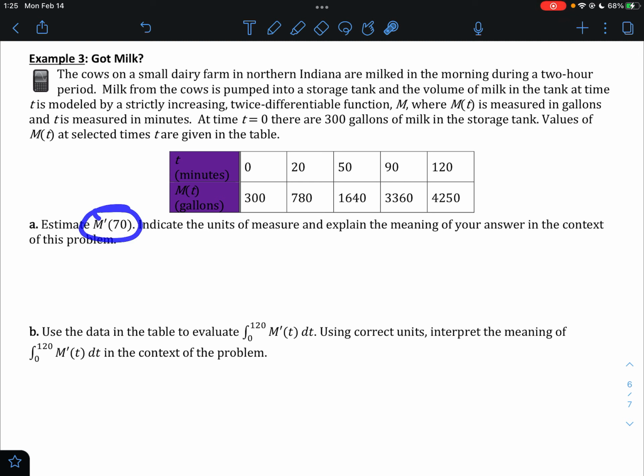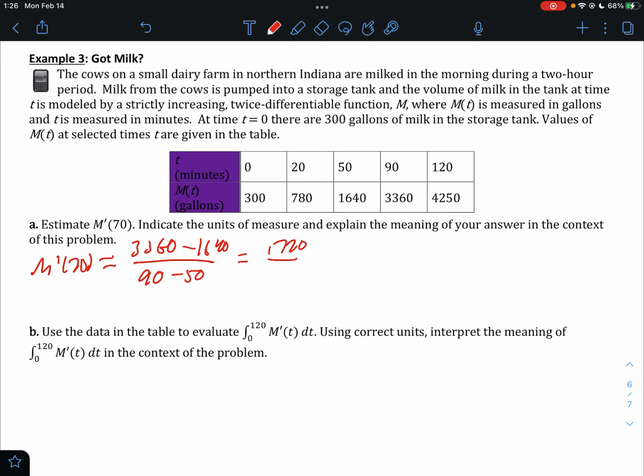What 2 points surround 70 the best? Probably these two. So m prime of 70 is approximately 3360 minus 1640 over 90 minus 50. Okay, which would be 1720 over 40, which is 172 over 4, which is 43 gallons per minute. Okay, because m is in gallons, t is in minutes, so m prime would be gallons per minute.